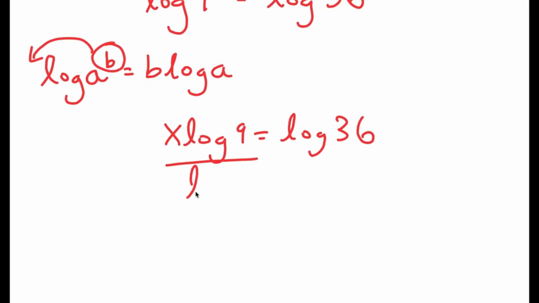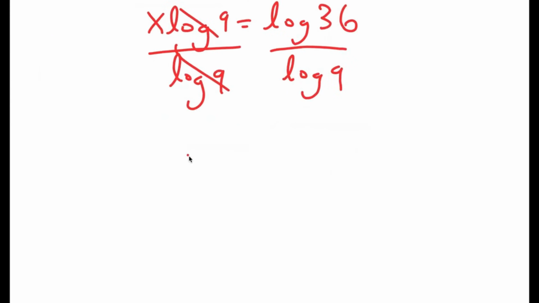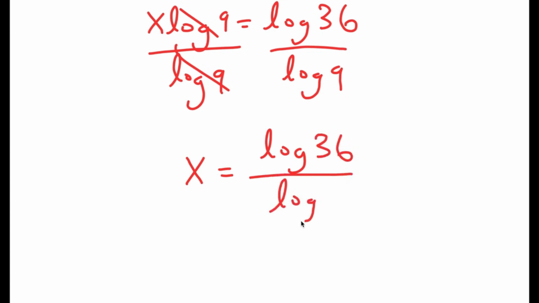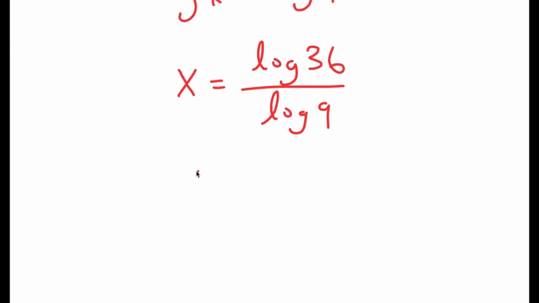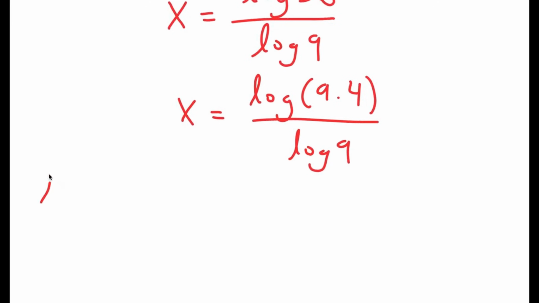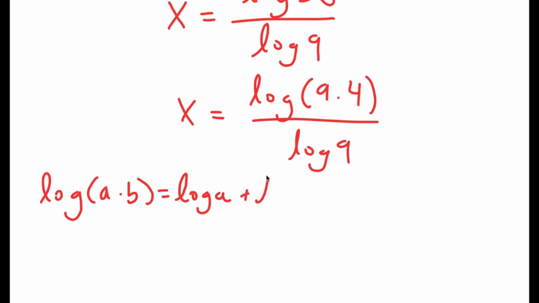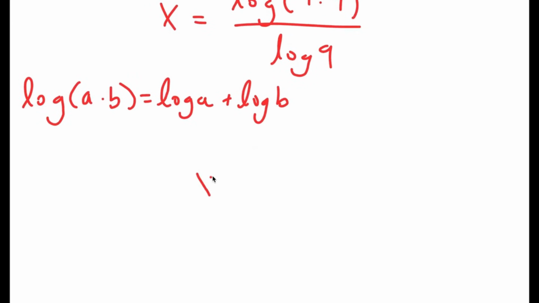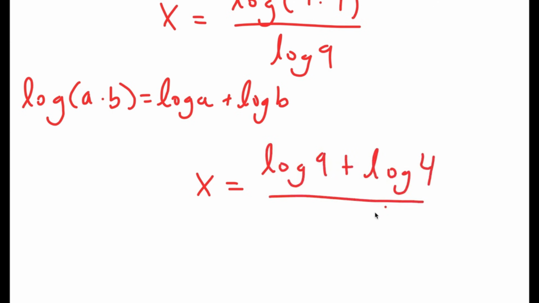And from here, I can divide both sides by log 9. So these two cancel out, and I get x is equal to log 36 over log 9. Now, I'm going to rewrite log 36 as log of 9 times 4. I did this because I can use the property log of a times b is equal to log a plus log b. In this case, this turns into log 9 plus log 4, and I have this over log 9.